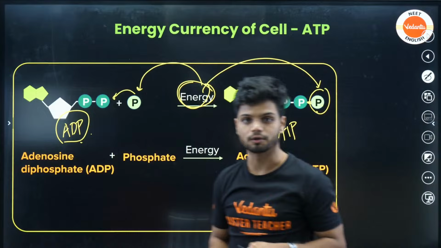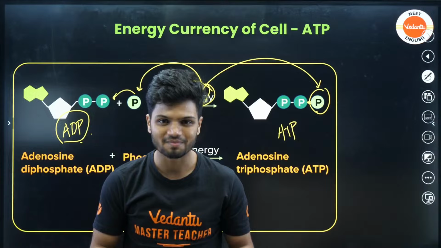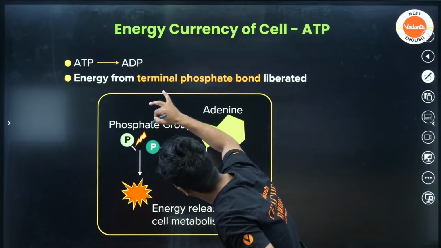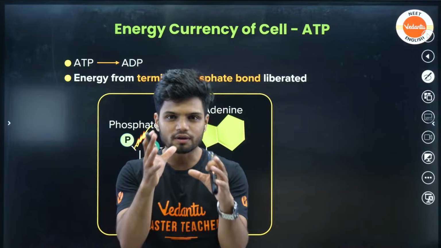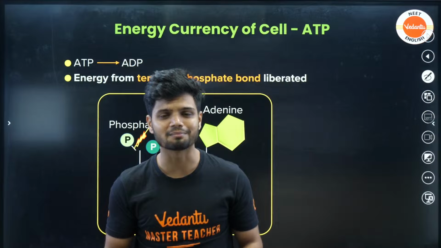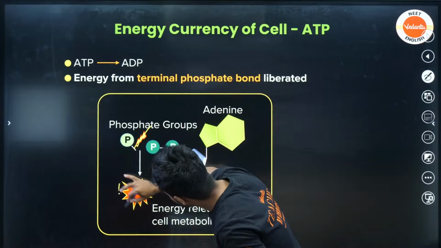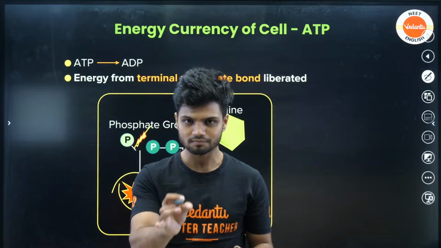And whenever our body requires energy, this bond is broken right here. And when this bond is broken, the energy is released again. Think of it in an example as you capture the energy and you store it in the bond there. And every single time you require the energy, that bond is broken and the energy is released. Clear?